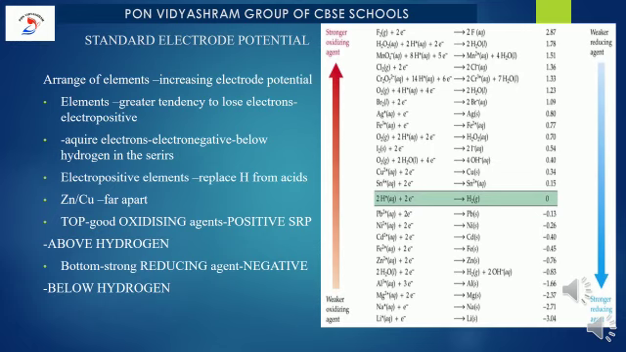I hope you remember. Once again, let me repeat. From the list on the right hand side, we can understand the potential values given for the reduction reaction. So, it is standard reduction potential, and the elements at the top are good oxidizing agents or weak reducing agents, whereas elements at the bottom are weaker oxidizing agents or stronger reducing agents. You could see the stronger reducing agent value will be negative, whereas the stronger oxidizing agent value will be positive.